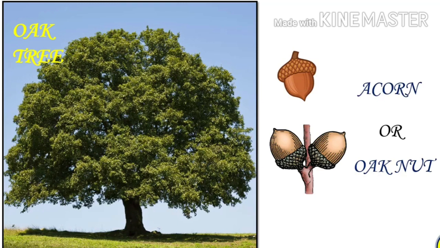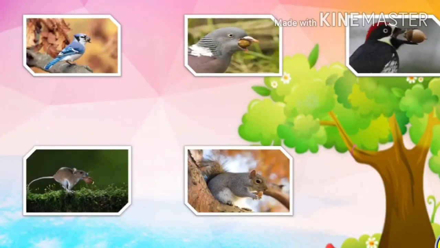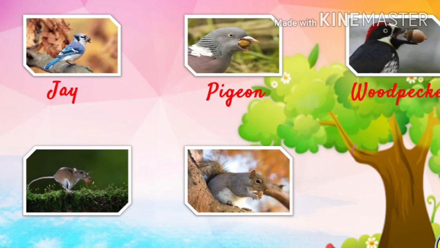As you all know, a plant develops from a seed, a tiny little seed. Similarly, an oak tree develops from a tiny acorn. Wildlife that consumes acorns include birds like jays, pigeons, woodpeckers, and some small mammals like mice and squirrels.